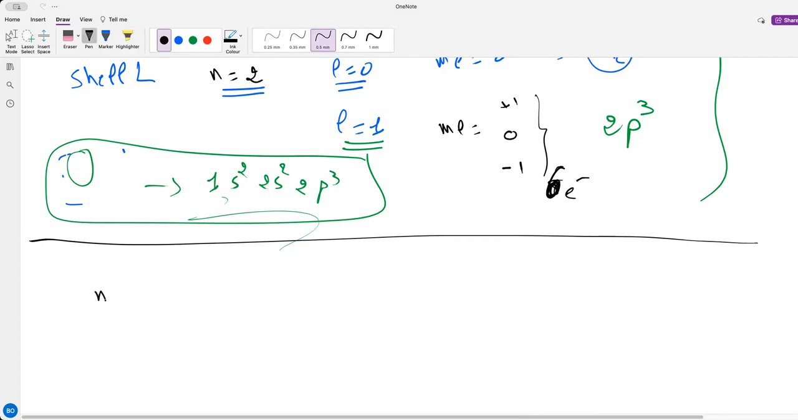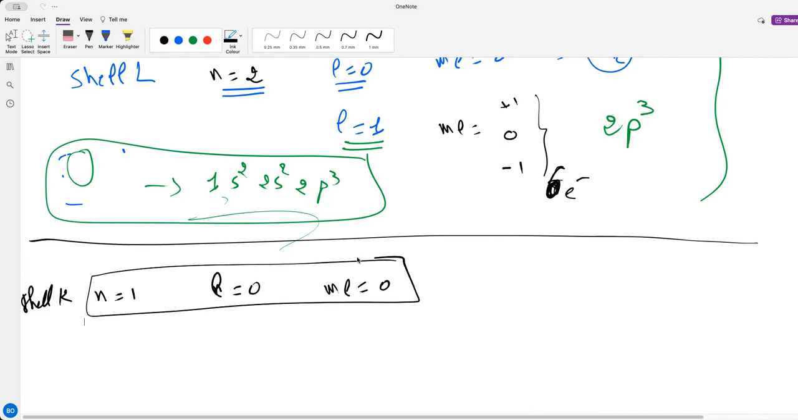So let's talk about n equal 1. We start from n equal 1, which is shell K. n equal 1, ml can be 0. If you limit yourself to this only, there is only one wave function here, which is 1, 0, 0. So here the degeneracy is 1, which means the number of wave functions is 1.